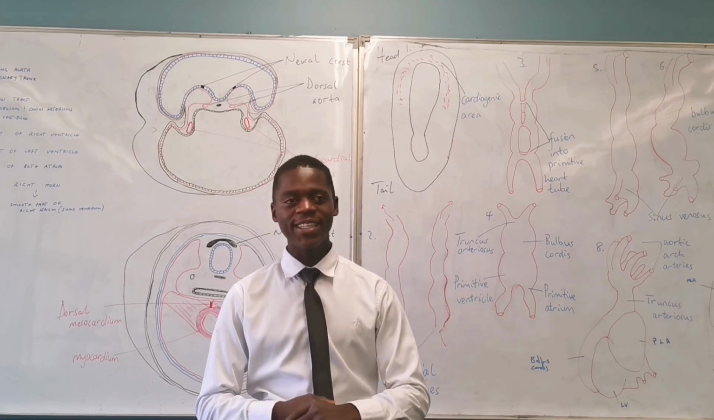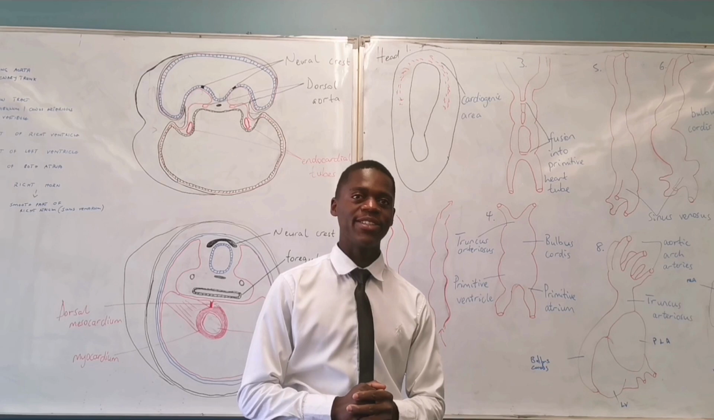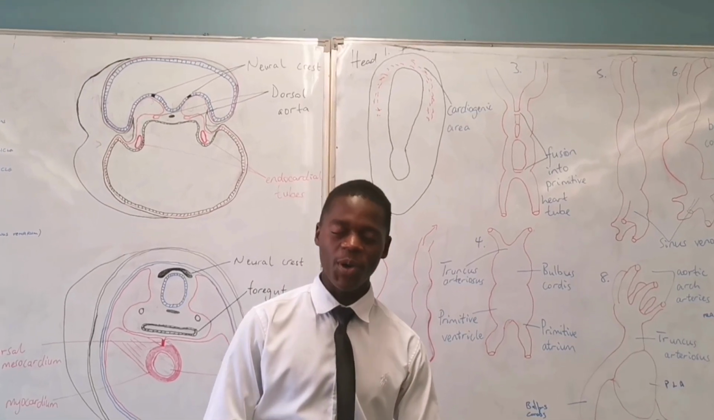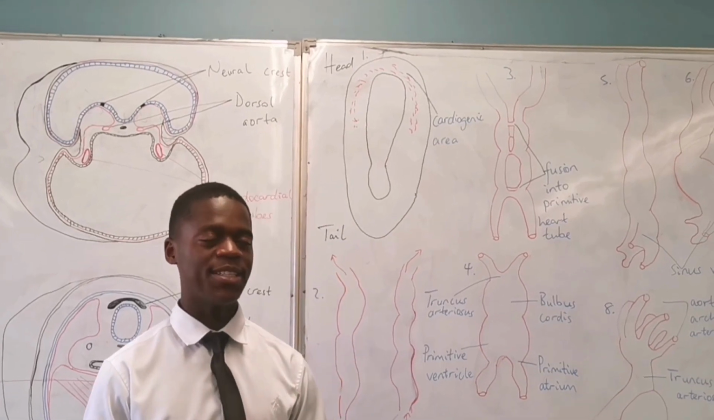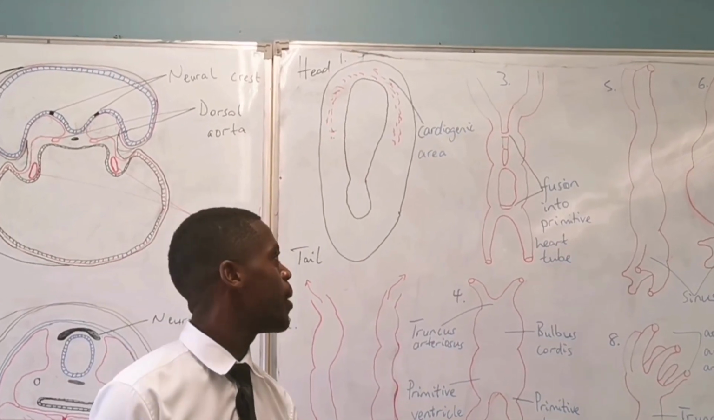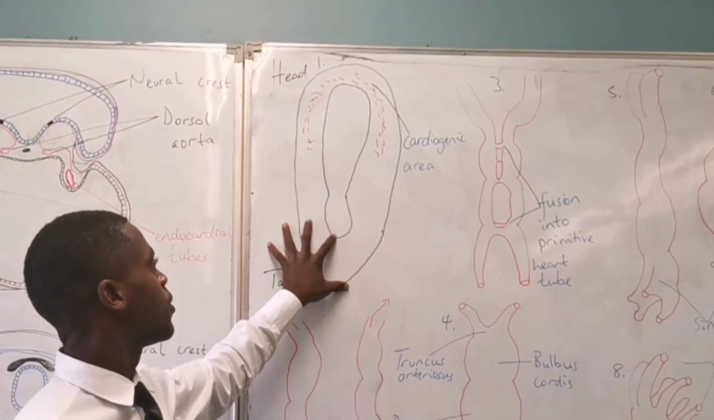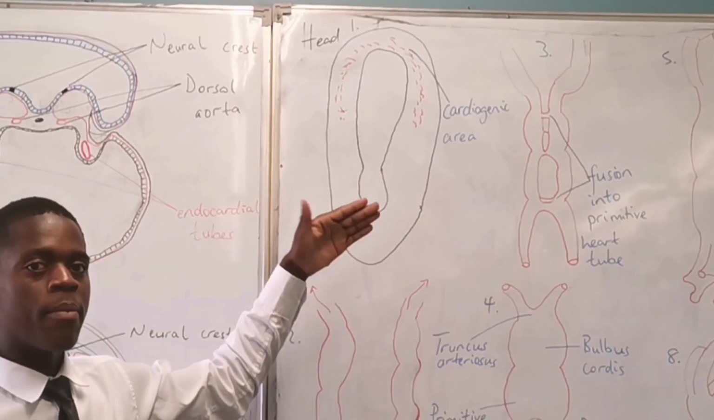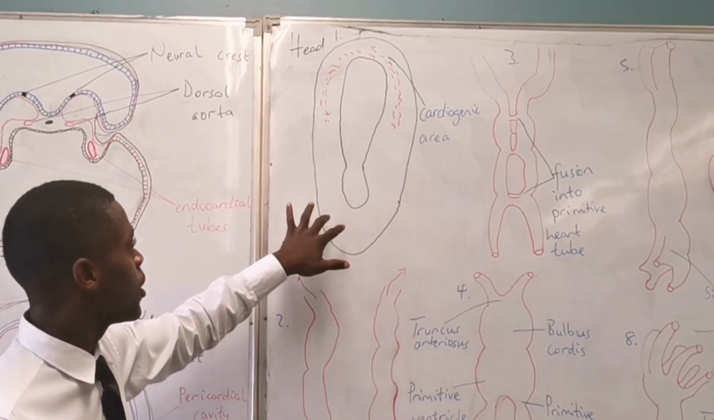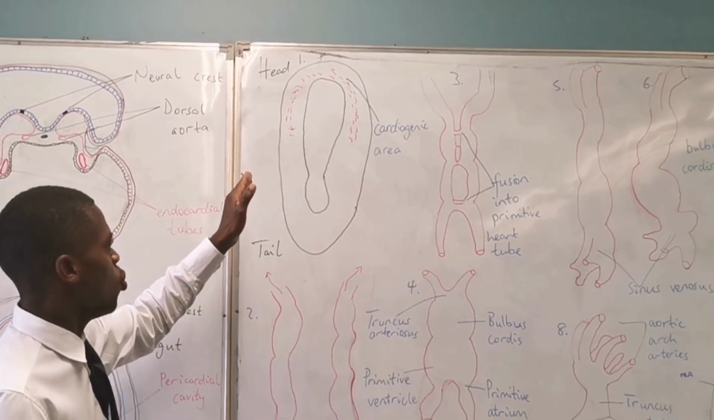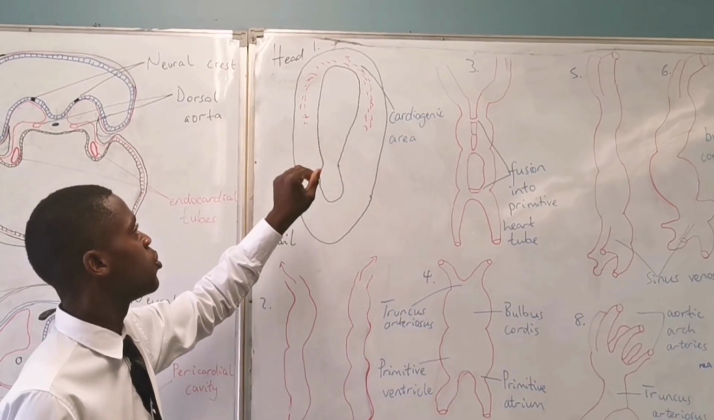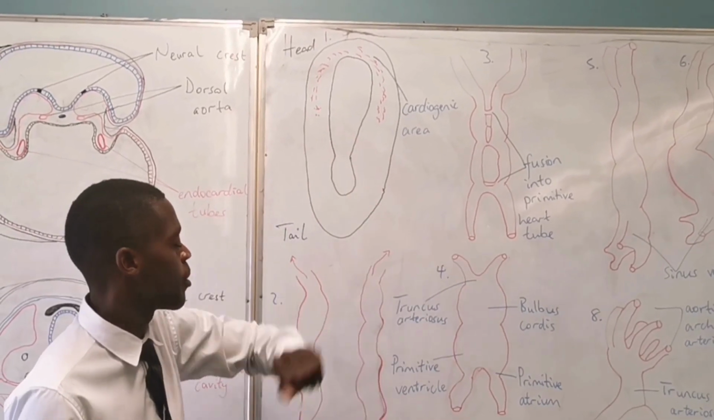So the main focus for today's video is to talk about the development of the heart. Before we get into the details, let's take you back to our 3-week-old embryo. We are looking at our embryo from above. Here you can see this embryo. We need to see this layer, which we refer to as the cardiogenic area.